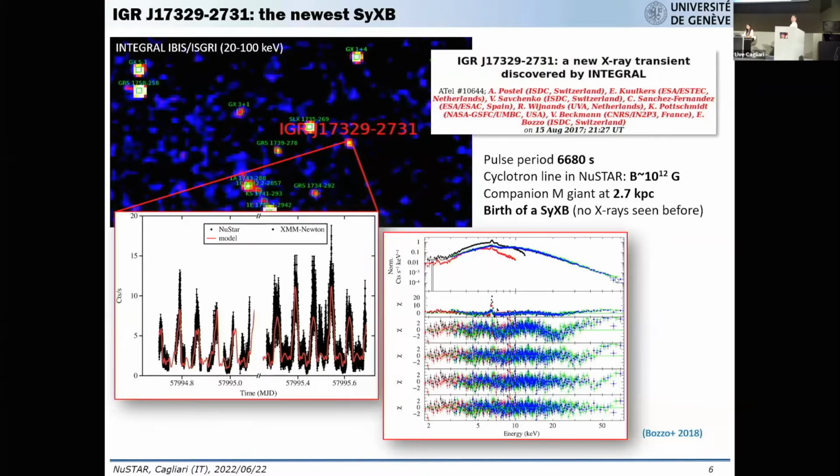And very interesting, the NuSTAR spectrum clearly showed the presence of a cyclotron line. You see this bump in the residual around 20 keV or so. So this gave us the first indication ever that symbiotic X-ray binaries can indeed host strongly magnetized neutron stars, because a cyclotron line at that energy corresponds to a magnetic field of several times 10 to 12 Gauss.